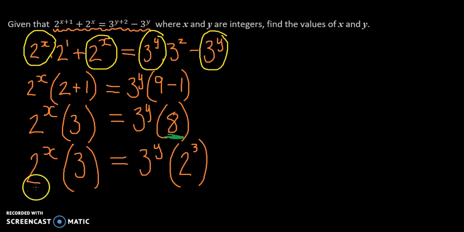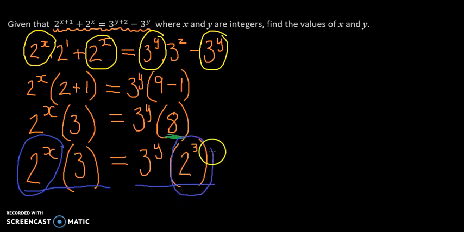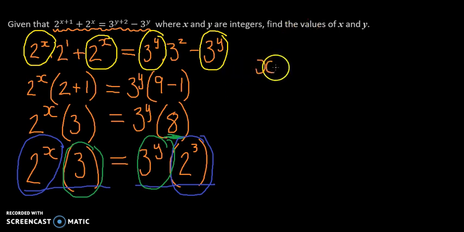Now let's think about this logically. If 2 to the power of x times 3 has the same value as 3 to the power of y times 2 cubed, could we say that 2 to the power of x has the same value as 2 to the power of 3, and that 3 to the power of 1 has the same value as 3 to the power of y? It's an interesting way to look at it, isn't it? And it's completely right, too. So x is equal to 3, and y is equal to 1.